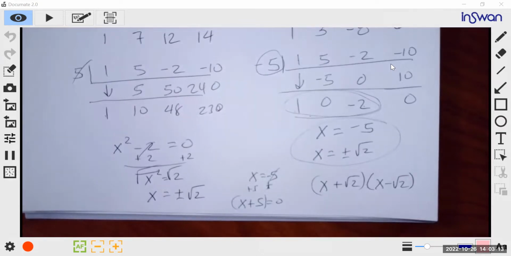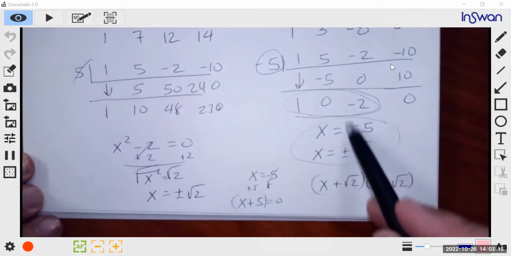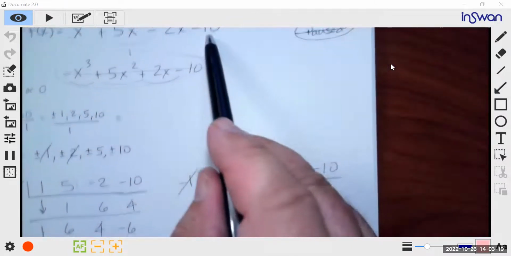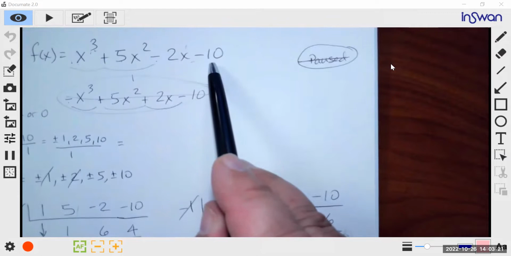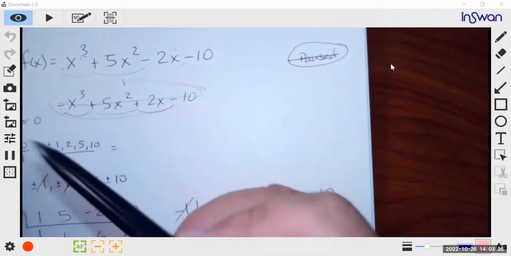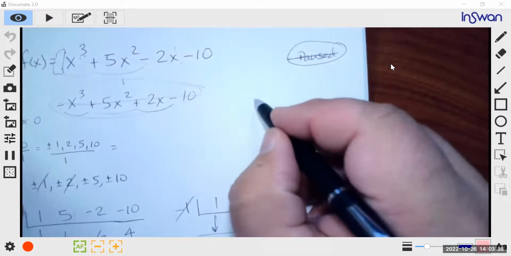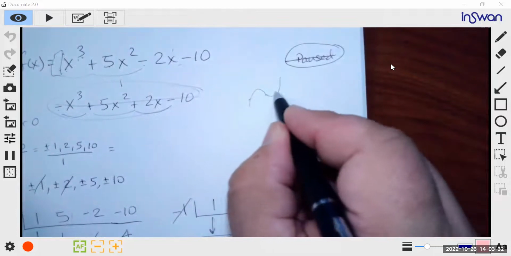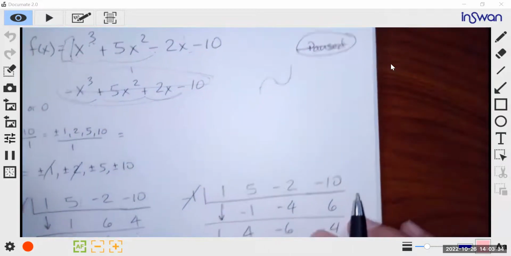You can find the x-intercepts, because remember, what you're solving here are the x-intercepts. You know the y-intercept, that's the constant. You know the shape of it: it's a cubic equation, and it's positive, so it'll look like this, with three intercepts.